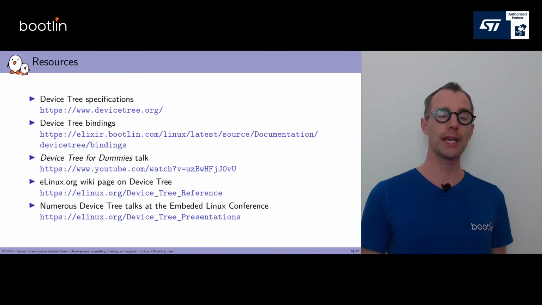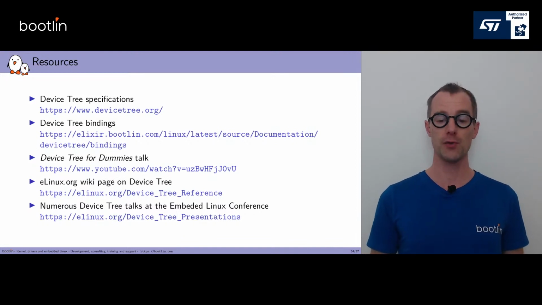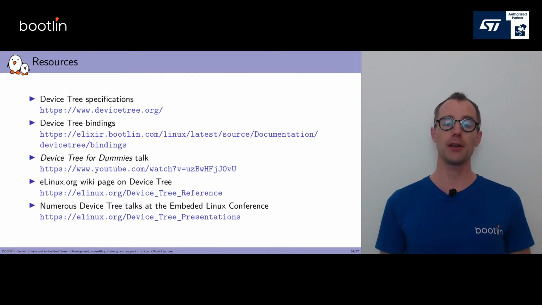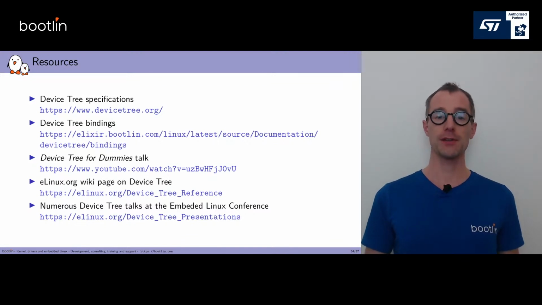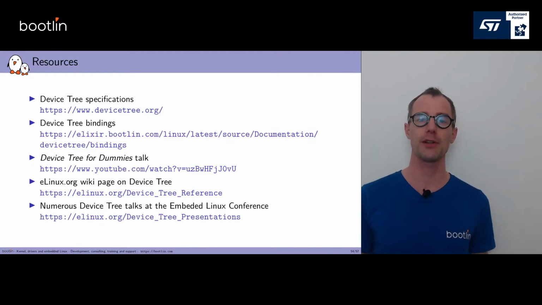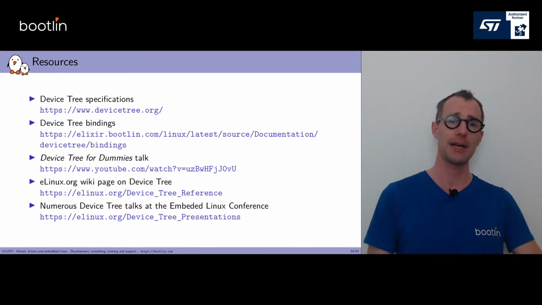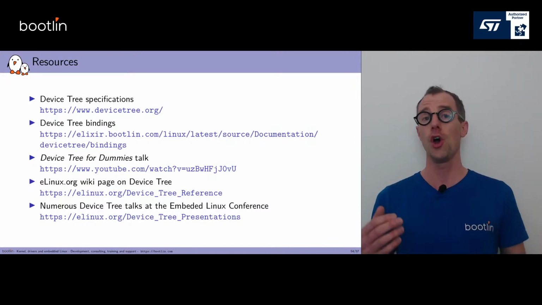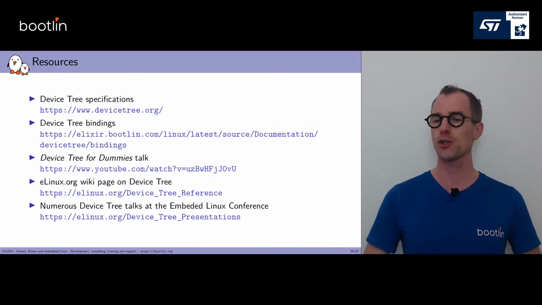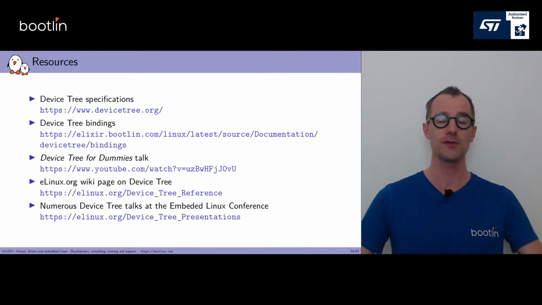The eLinux wiki has a very good page on device tree with plenty of reference to other documents. They also have on the eLinux wiki a page that is a compilation of references to all the talks that were given at embedded Linux conferences over the past 10 to 15 years on the topic of device tree. And you will find lots of details on device tree validation and usage of device tree, concerns around device tree, and so on.